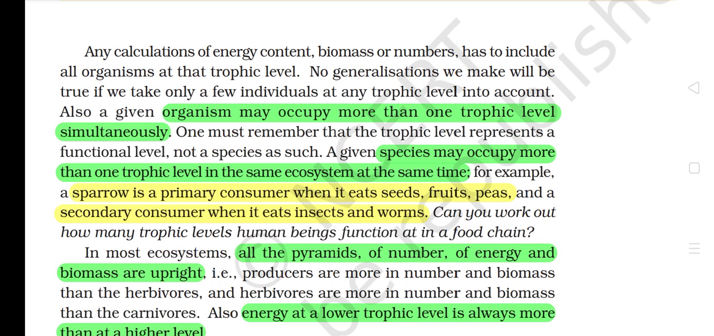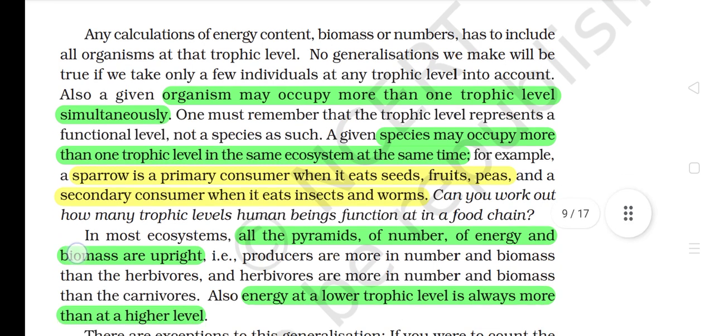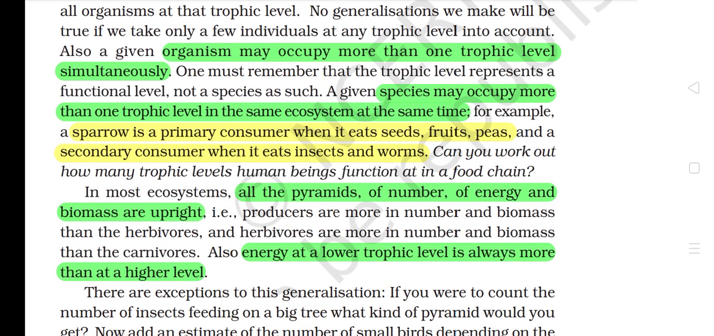One must remember that the trophic level represents a functional level, not a species as such. A given species may occupy more than one trophic level in the same ecosystem at the same time. For example, a sparrow is a primary consumer when it eats seeds, fruits, peas, and a secondary consumer when it eats insects and worms. Can you work out how many trophic levels human beings function at in a food chain?